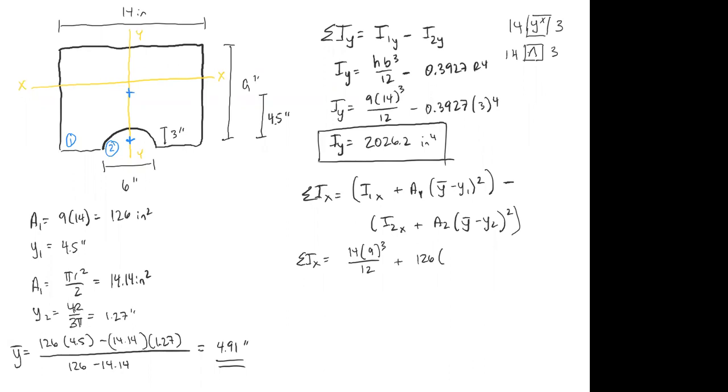plus area 126 times y bar, which is 4.91 minus 4.5 squared, minus the semicircle in the x. This is the one I should have used last time, 0.1098 r to the fourth. Plus, this is a bracket, plus 14.14 times 4.91 minus 1.27 squared. And then we can put that into our calculator.